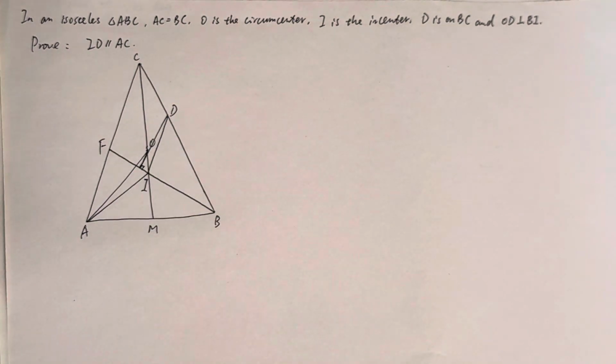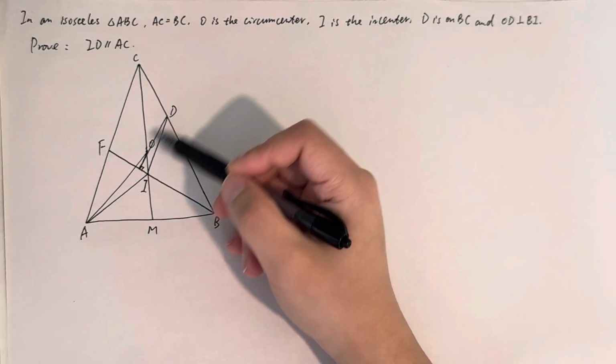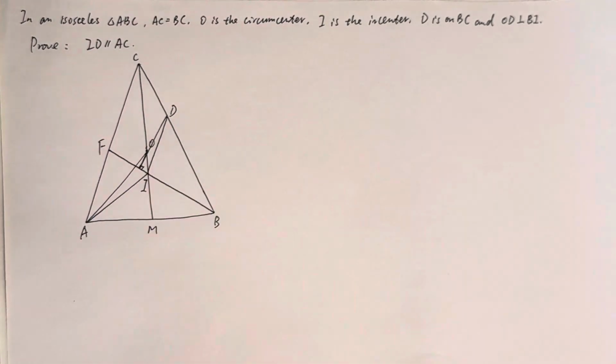So think about this problem. From the problem set, we know that triangle ABC is an isosceles triangle, which means that angle A equals angle B, right? Because AC equals BC. So angle A equals angle B. And we know that O is the circumcenter. We know I is the incenter. And we know OD is perpendicular to BI, which means from this problem, we already know lots of relations of the angles, right?